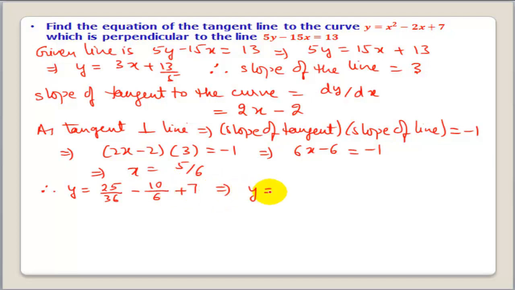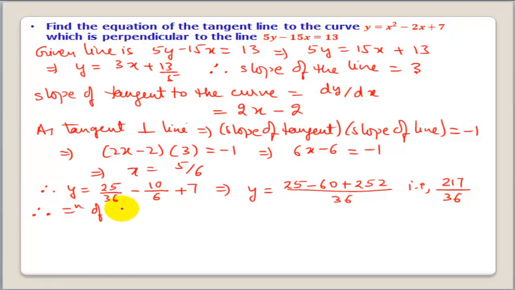Taking LCM, y reduces to, you can see the common denominator can be made 36. So y is 25 minus 60 plus, if we multiply 36 with 7, it comes out to be 252. So this entire term divided by 36. And on simplification, this gives us 217 over 36. So both x and y are known to us. We can write the equation of the tangent now.